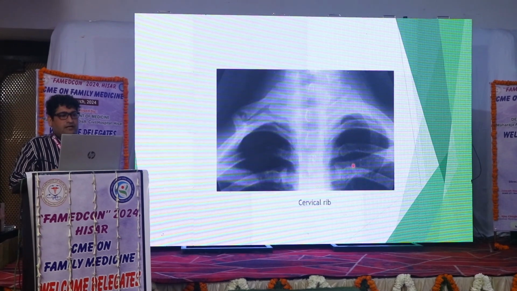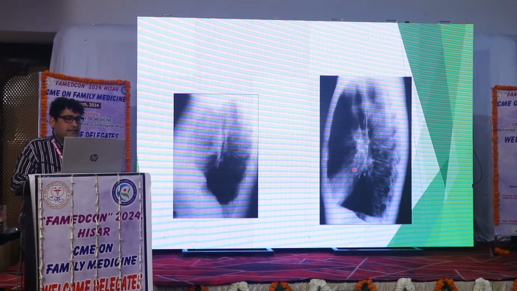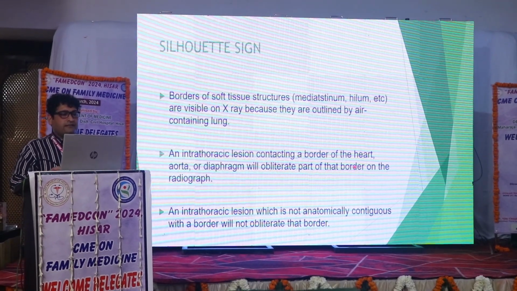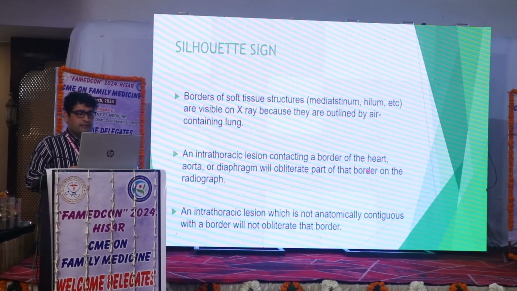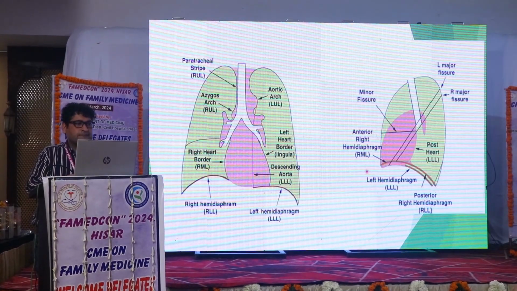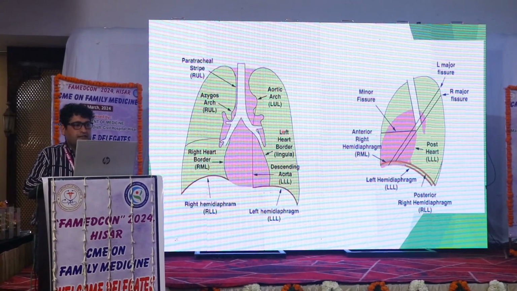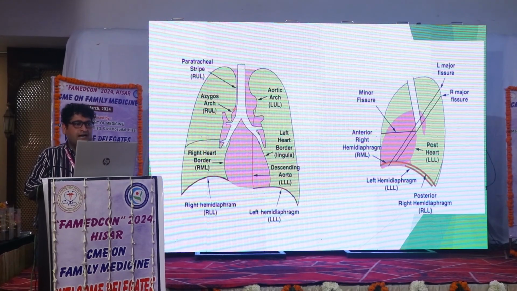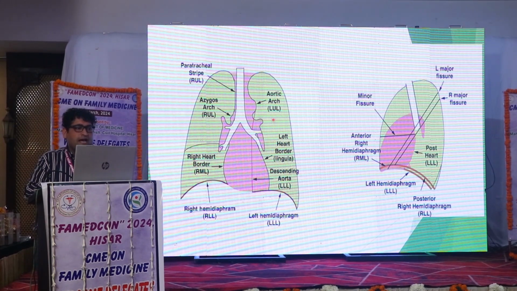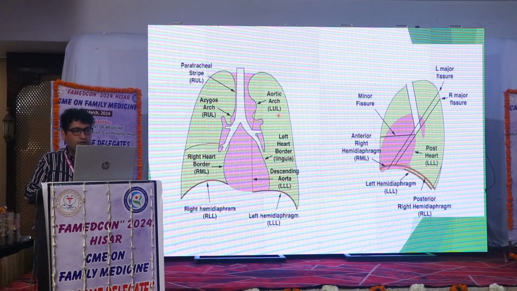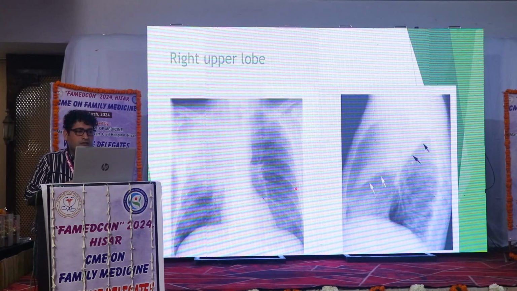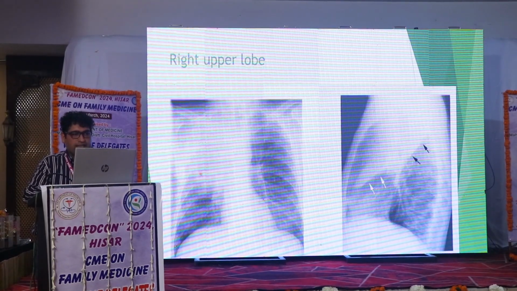So I will be presenting you some signs in the chest X-ray. So one is the silhouette sign. What is the silhouette sign? Wherever there are cardiac borders, these borders will be obliterated by the respective pathology of nearby lesions. See, in the case of the azygous arch, if there is some obliteration, then the right upper lobe will be involved, and if the aortic arch is involved, then the left upper lobe will be involved, and for the descending thoracic aorta, the left lower lobe will be involved. So here, right upper lobe consolidation can be seen.